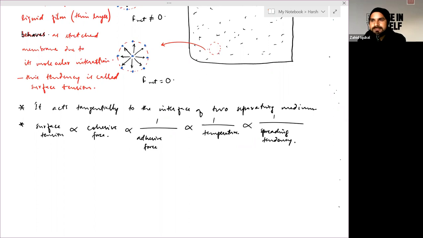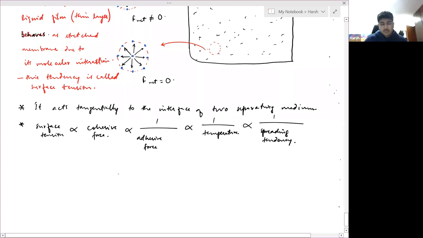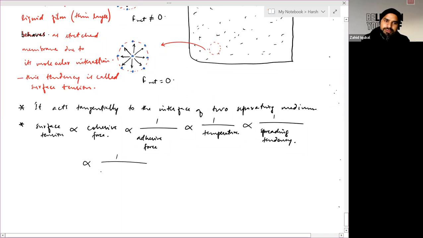Is it clear? Yes. Next, inversely proportional to impurity added to that particular liquid. If you add any impurity to a liquid, its surface tension decreases. So these are some terms on which surface tension may depend or on which its application may be defined. Is it clear? Yes, sir.